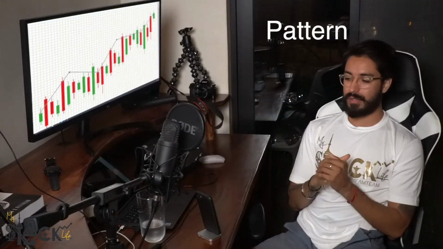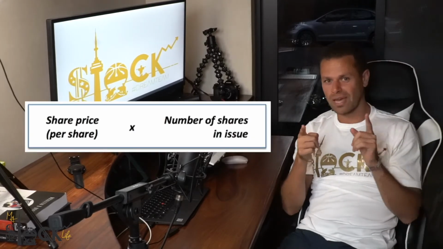Pattern, it's usually what you're looking for in a stock's chart. They are visual and simple to spot once you get the hang of them. Okay, so next up we have market capitalization, otherwise known as market cap, is the total amount of value for the shares that a company has itself. And the equation will come up on the screen so you can do the math yourself.